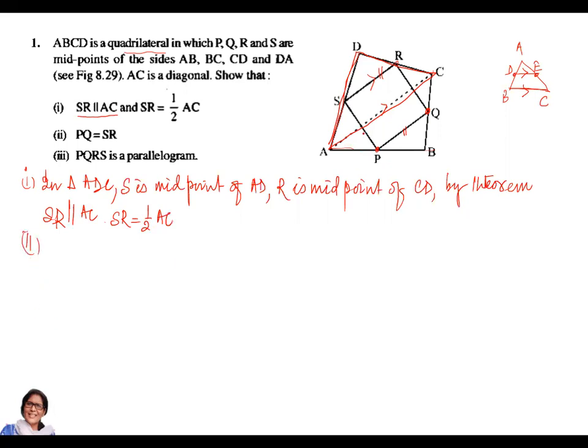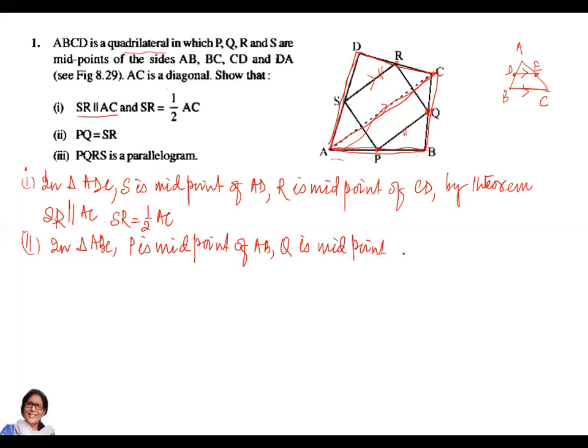Second part, I'll go for triangle ABC. In the same way, I'll write P is midpoint of AB, Q is midpoint of BC. So in triangle ABC, P is midpoint of AB, Q is midpoint of BC, then PQ is parallel to AC, PQ is half of AC.